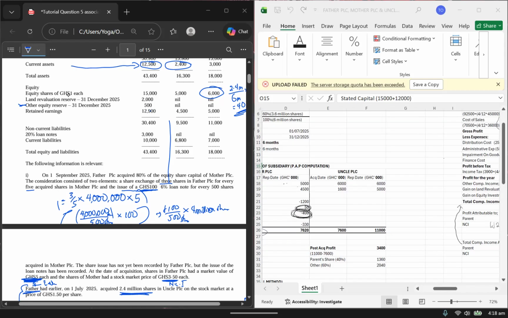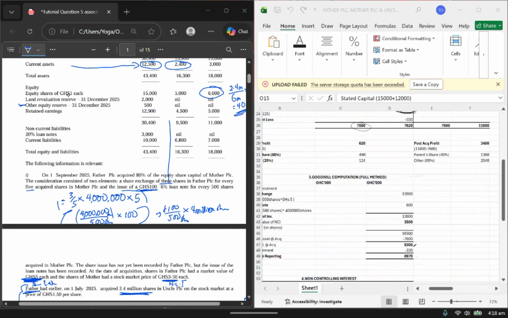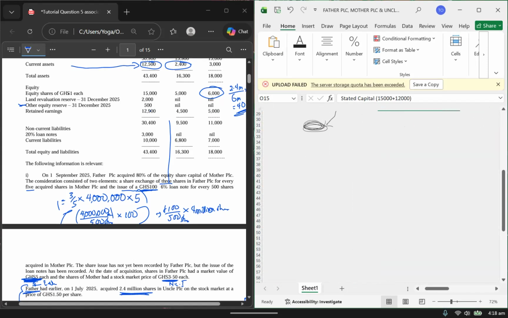It means we have to come and record it as part of our stated capital. How much did they pay? Share exchange, they paid 12,000. So you have to go and add it to our stated capital. And then, where is it?